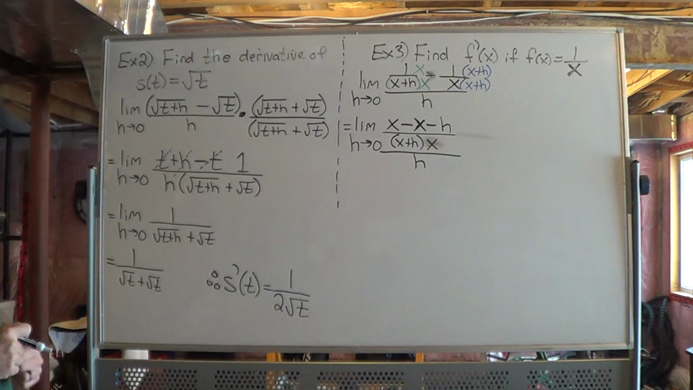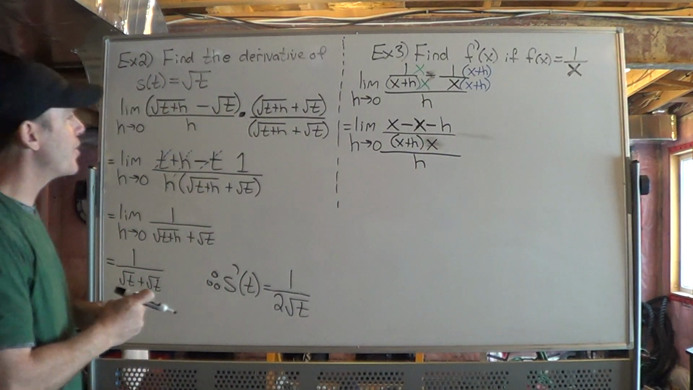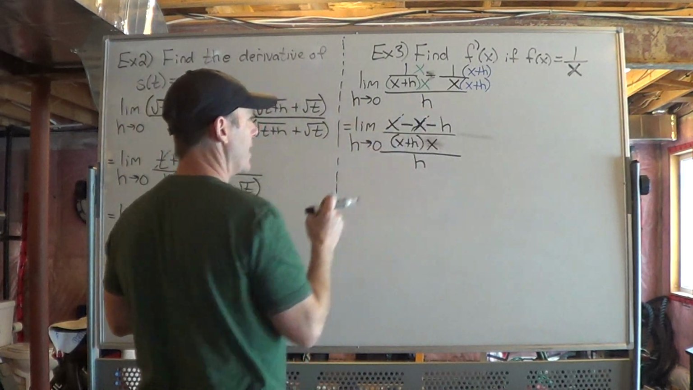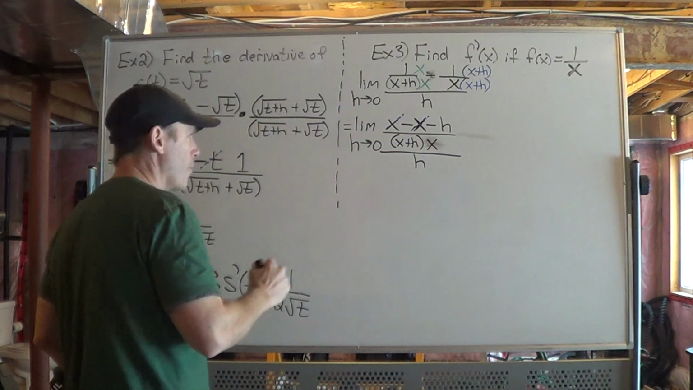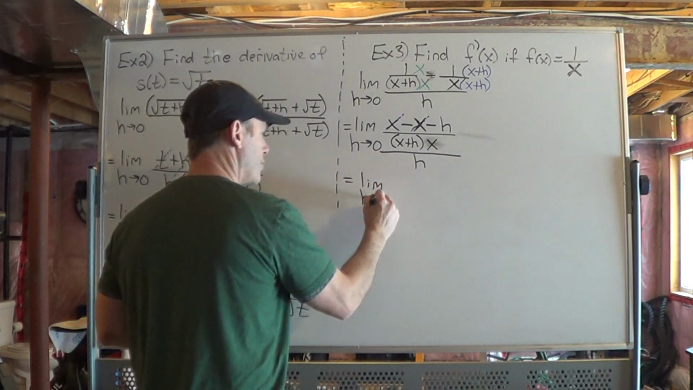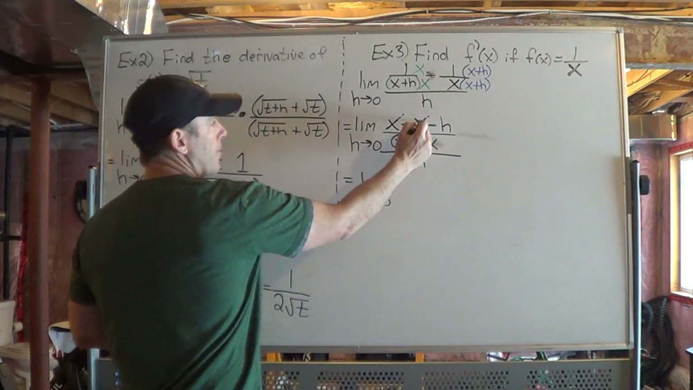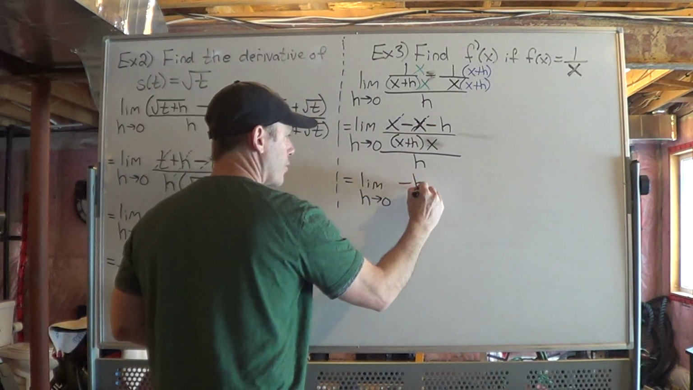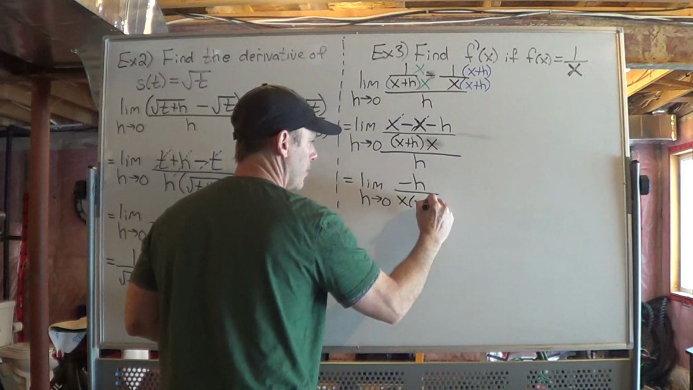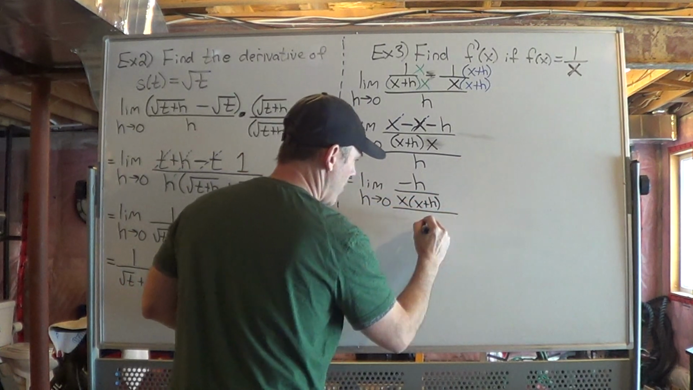So let's see, continuing on. Well, x minus x, those cancel each other out. So what do I got here now? I've got the limit as h approaches 0. In the top now I just have a minus h divided by x times x plus h, and again divided by h.